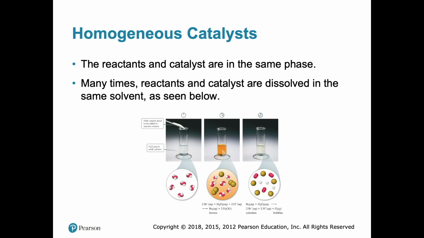So in a homogeneous catalyst, the reactants and the catalyst are in the same phase. Many times, reactants and catalysts are dissolved in the same solvent, as seen below, right? So a homogeneous catalyst would be like both are liquids, or they're dissolved into the liquid, where you can't even really see after you've added the catalyst that the catalyst is there. Okay, so that's a homogeneous catalyst. It makes sense because homogeneous means the same, right?